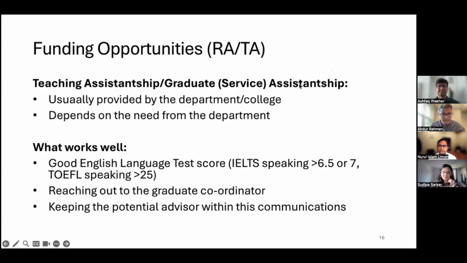Okay, and always keep your potential advisor in the loop when you communicate with the graduate coordinator. In that way, both remain informed about your situation. Okay, let's move forward.